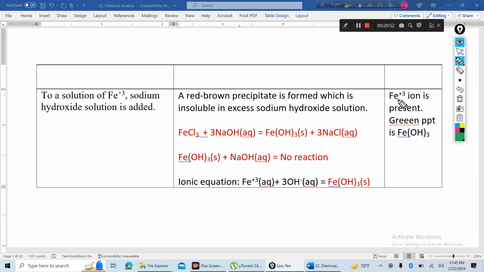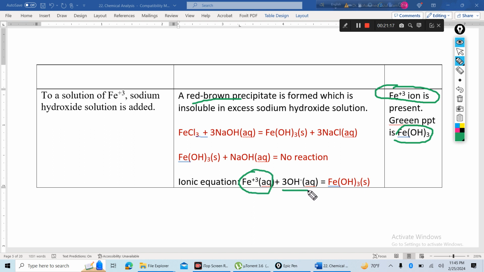Now if you are asked what ions are present, for a red brown precipitate, then you write iron 3 ion is present. What is the chemical formula of the red brown precipitate? You write Fe(OH)3. Write the ionic equation when iron 3 salt reacts with sodium hydroxide: iron 3 ion aqueous plus 3 hydroxide ion aqueous produces iron 3 hydroxide solid.